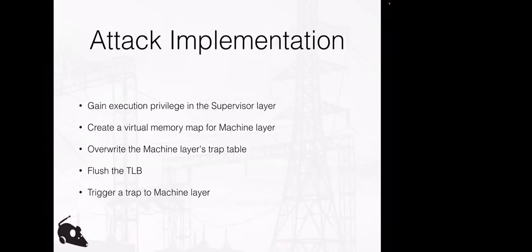So in the initial security model, to gain execution privilege in the machine layer, all we had to do was get inside the kernel. That's it. Once you had access to the kernel, you could create a virtual memory map for the physical memory region that the machine layer lived in, then make it writable in a page table. Once that section of memory was writable, you just overwrite the machine layer's code. Then you flush the TLB to make sure the CPU has the updated representation of that code, and then trigger a trap to machine layer.